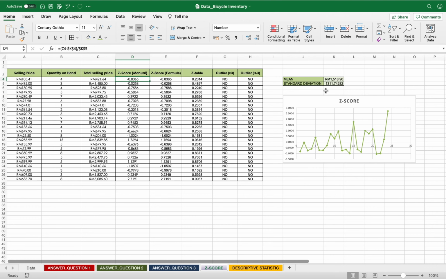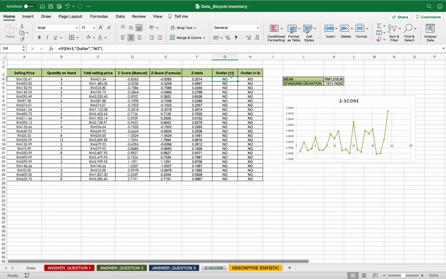Okay, for the Z-score, the formula for Z-score manual is equal to C4, and then minus the mean, and then over standard deviation, and then I drag it down to get all of the answer. And then for the Z-score formula, I use the formula equal to STANDARDIZE, and I use C4, and then mean, and then standard deviation, and then I drag it down to get all of the answer. For the Z table is equal to NORM.S.DIST, and then I took C4, mean, and standard deviation, and then TRUE, show the answer, and I drag it all down.